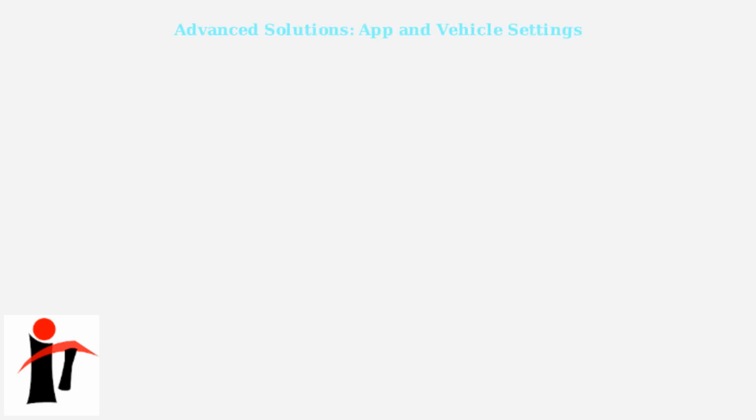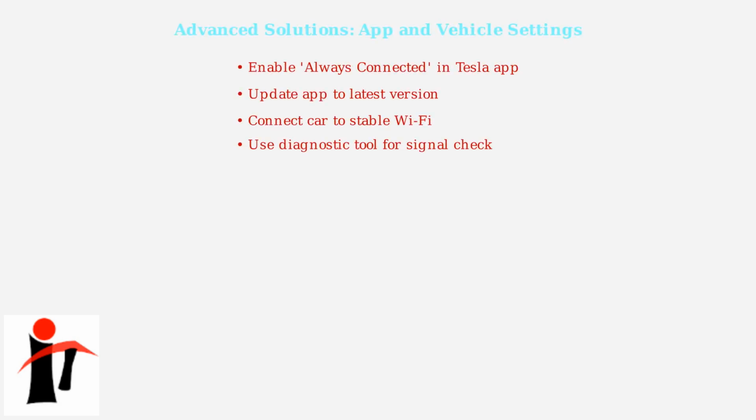If basic troubleshooting doesn't resolve the disconnected issue, move to Advanced Solutions in App and Vehicle Settings. First, in the Tesla app, enable the Always Connected feature if it's available in your settings. This keeps the app actively communicating with your vehicle. Next, ensure your Tesla app is updated to the latest version from the App Store or Google Play. Outdated versions can cause compatibility issues.